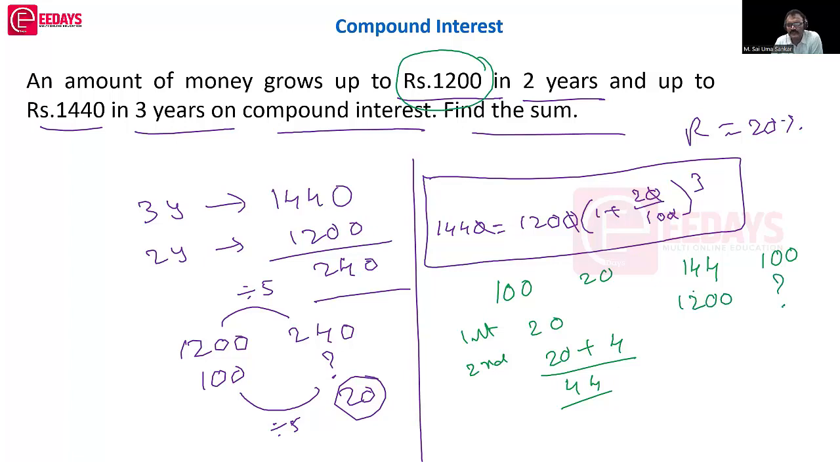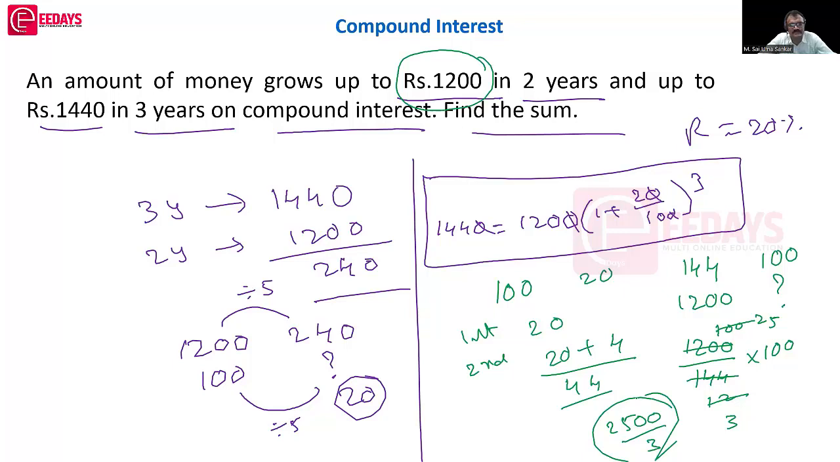Then what is the principal? That's it. So what happened? Here this is equal to 1200 by 144 into 100. This is equal to 12 times, this is equal to 100 times, this is equal to 3 times, this is equal to 25 times. Okay, so this is equal to 2500 by 3, which is required answer. That's it.